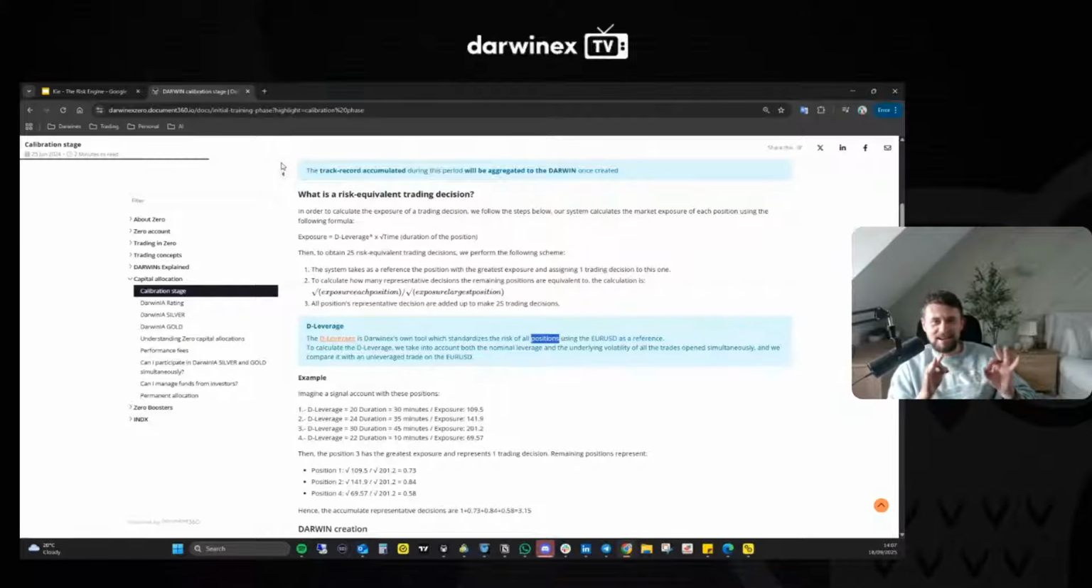Just as a precursor to this session, however, I have been using Darwinex for years. I trade also, and so I'm very familiar with all of these concepts.